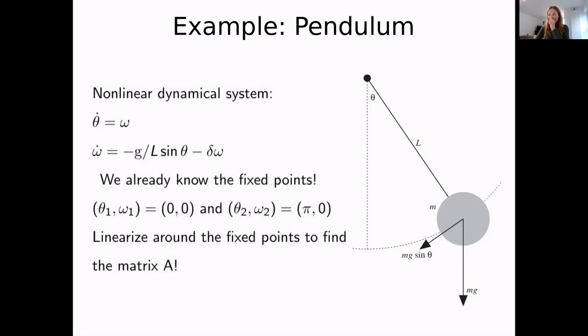And what's nice about the pendulum is that we already know the fixed points. So we do not need to calculate them for this example. And of course, in our fixed points, the velocity should be zero, right? So you're not moving. And we know that this is, of course, true for this equilibrium position. So when your pendulum just hangs down.